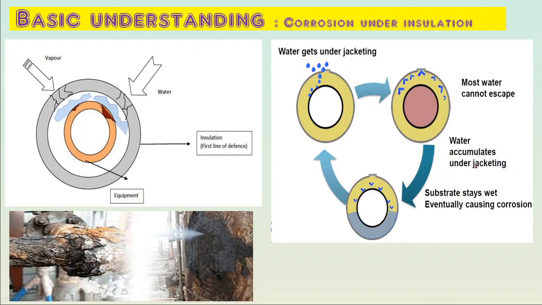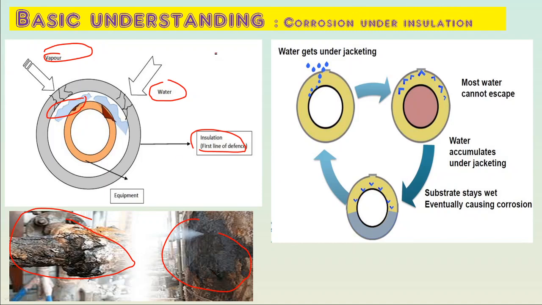Now, basic understanding of corrosion and insulation. First there will be ingress of vapor and water in our insulation system, and the cladding is the first line of defense. When it gets damaged, water will enter and remain longer in the insulation system, and that will cause corrosion. Here you can see the examples. So the water gets trapped, stays longer, and causes the corrosion.